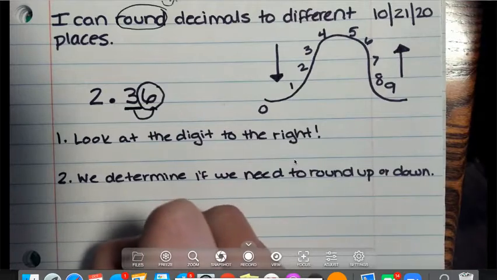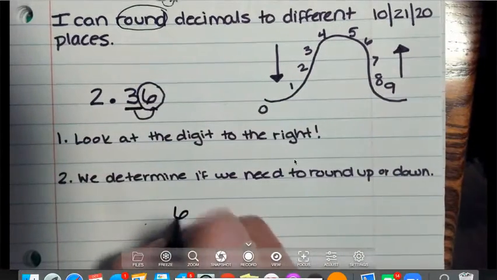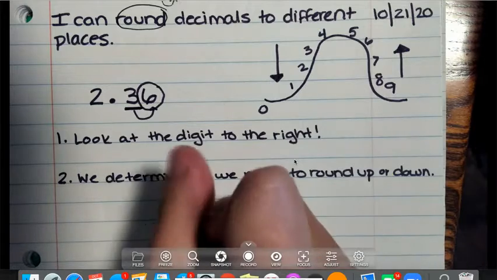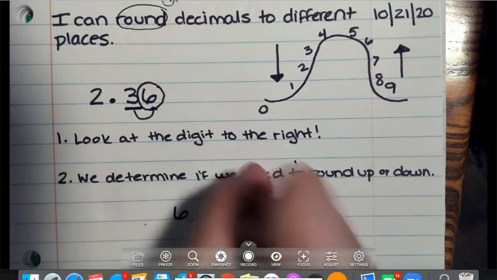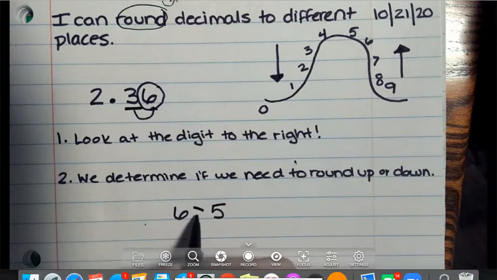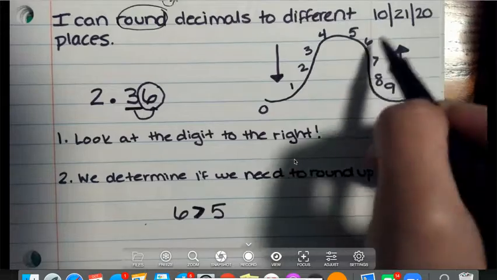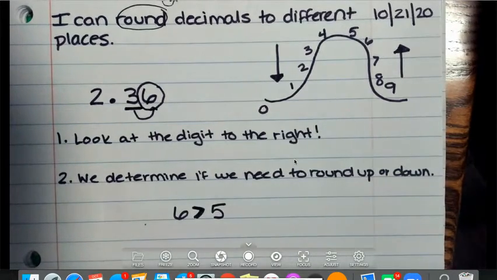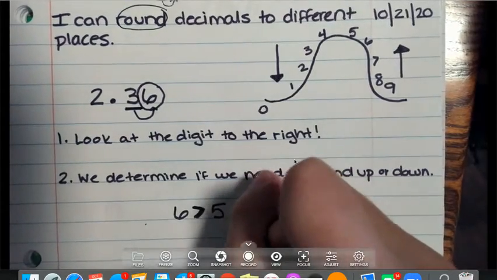Our 6 is what is going to tell us whether we need to round up or round down. Is that 6 greater or less than 5? Well, that 6 is greater than 5. And we know it because it's over here, too. Here's our 6. That's going to tell us we need to round up. So we know we need to round up.